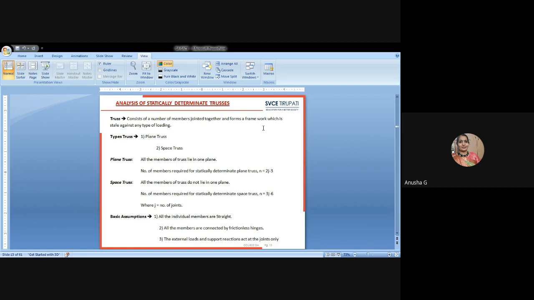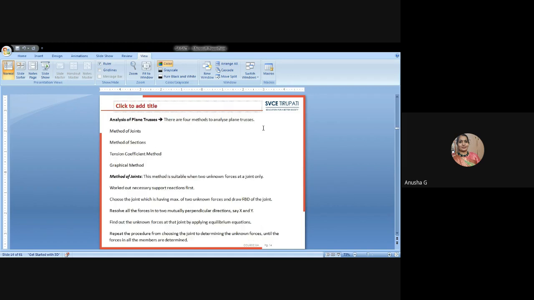Next, the basic assumptions that have to be considered. We have to take each individual member as a straight one, whether it is inclined, horizontal or vertical. Next, all the members are connected by frictionless hinges. The external loads, support reactions and joints only have to be considered. This is the assumption that has to be taken.